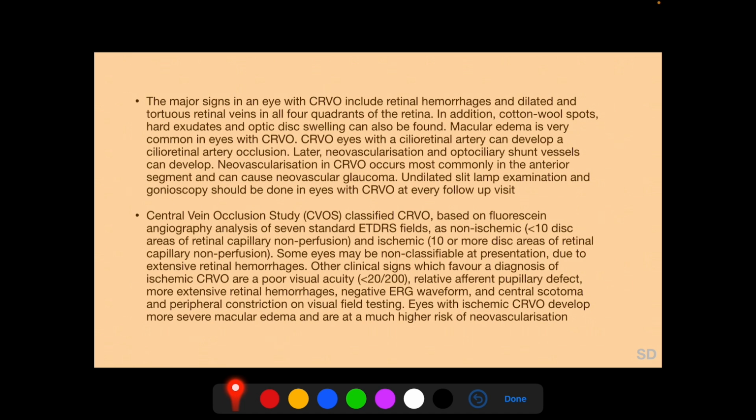Other clinical signs which favor a diagnosis of ischemic CRVO are a poorer visual acuity, relative afferent pupillary defect, more extensive retinal hemorrhages, negative ERG waveform, and central scotoma and peripheral constriction on visual field testing. Eyes with ischemic CRVO develop more severe macular edema and are at a much higher risk of developing neovascularization.